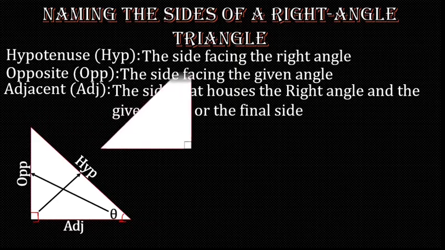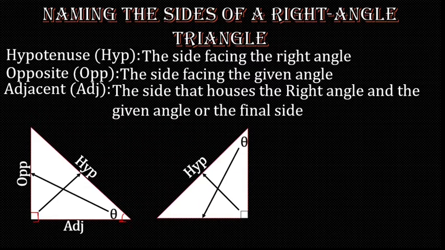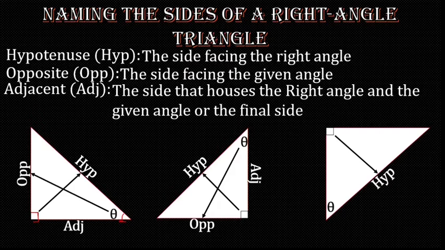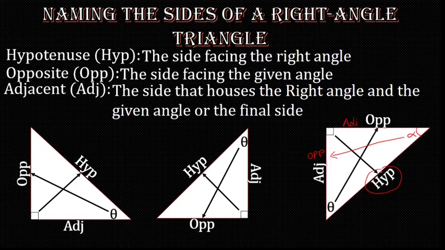Alright, so the second one as well, we have our hypotenuse facing the right angle, opposite, and then our adjacent. We also have this one: we have our right angle, our hypotenuse facing the right angle, our opposite facing the given angle, and our adjacent. If I label this other angle alpha, then considering alpha, the opposite becomes this side and the adjacent goes right up here. This tells us that the opposite and the adjacent could swap position depending on the angle you're considering at that particular point in time, but the hypotenuse remains constant. I hope you get this.